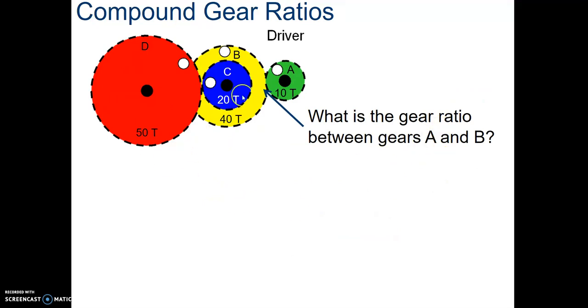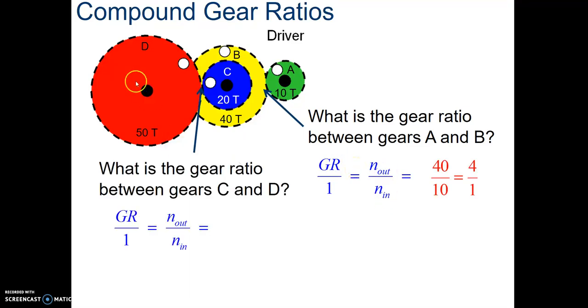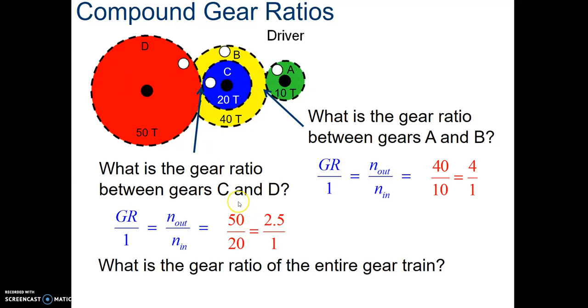So what is the relationship? We're going to look at in to out, in to out, in to out. So out over in gives us 4 to 1. We have this relationship here, out over in, which is 50 to 20, so 2.5. So what's the whole gear train itself? Well, we take the product of those two. We got 4 times 2.5 gives us 10. So that means 10 rotations of this small gear A gives us 1 rotation of that larger gear D. So that's a gear ratio of 10 to 1.